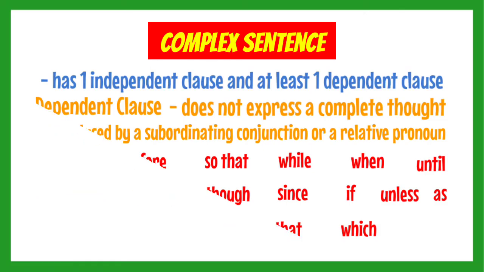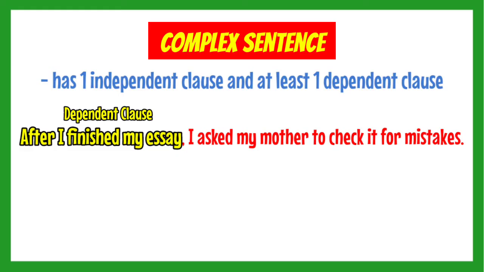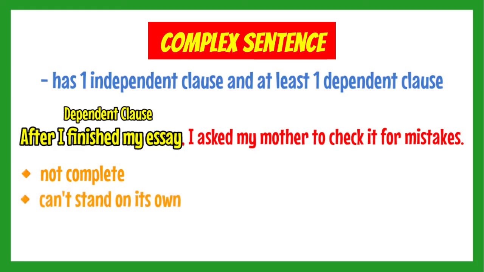Now, let us have some examples of complex sentences. After I finished my essay, I asked my mother to check it for mistakes. Let us find the dependent clause first. It is after I finished my essay. As you can notice, the thought is not complete. It feels like some information is missing, right? It cannot stand on its own as a complete sentence. That is why it is a dependent clause. Although it has a subject which is I and a verb which is finished. And as you can see, it is introduced by a subordinating conjunction, after.